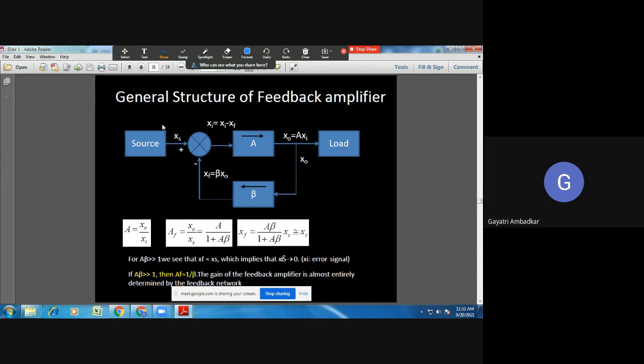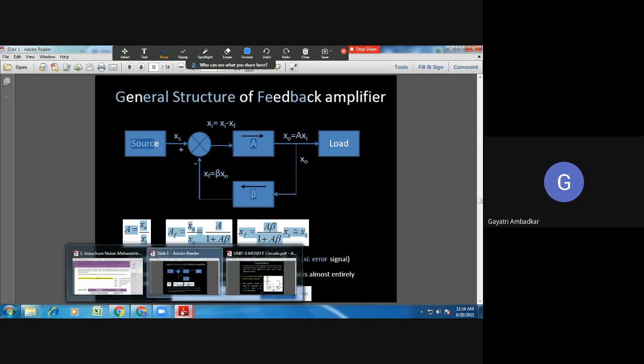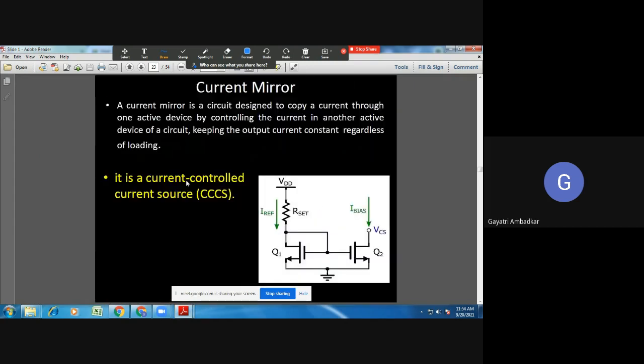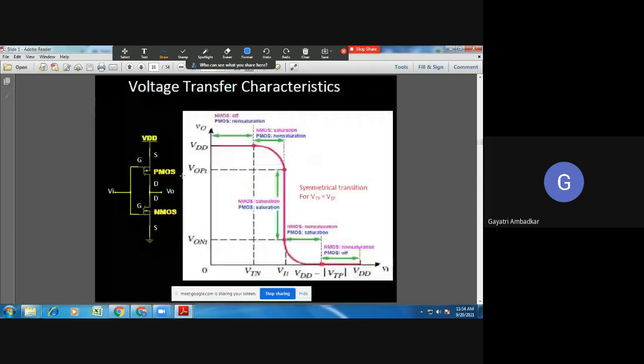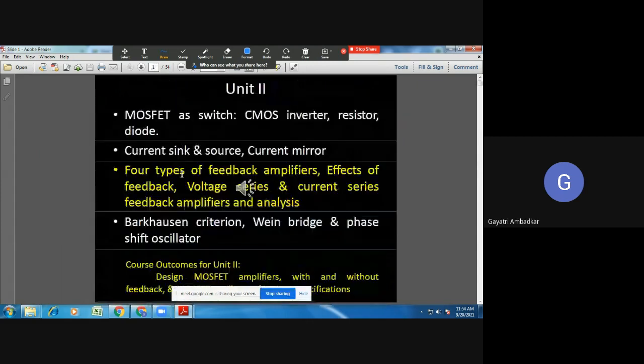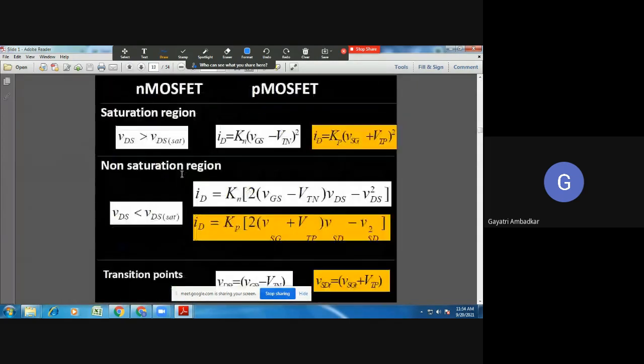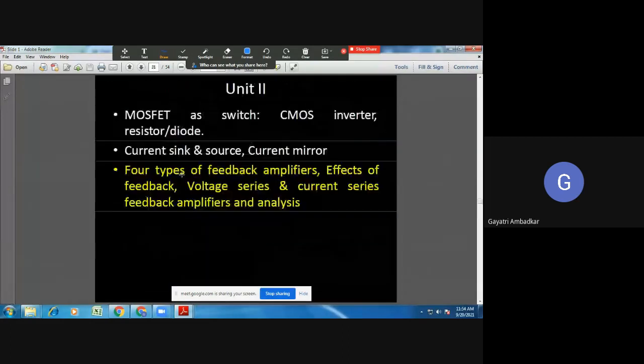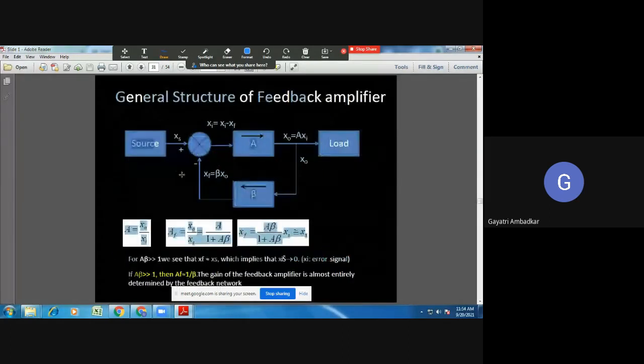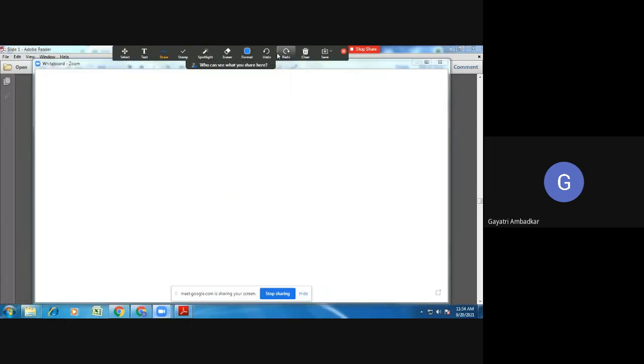Now today we will see an important topic called the structure of feedback amplifier. Okay, we'll see the structure of feedback amplifier. Now, what is a feedback amplifier? Amplifier we have studied as all. What is an amplifier? You know that amplifier is a device.